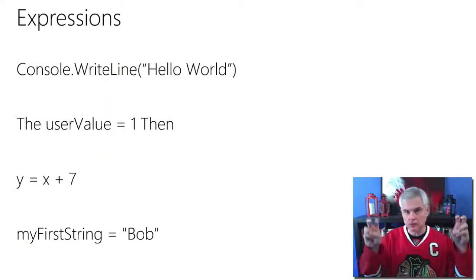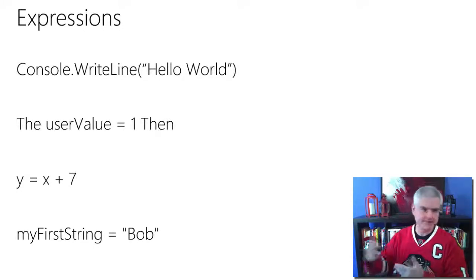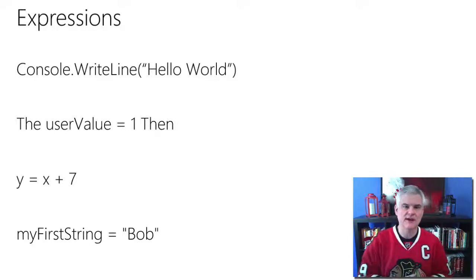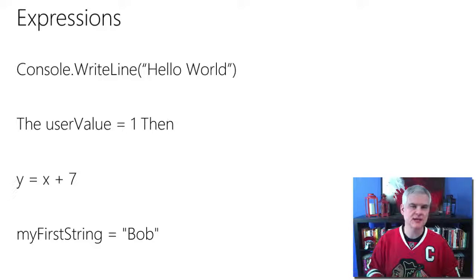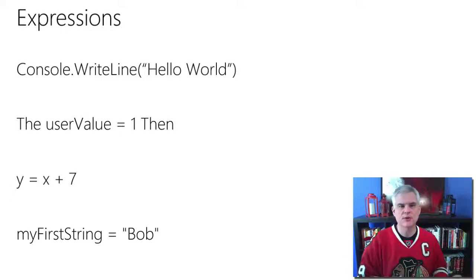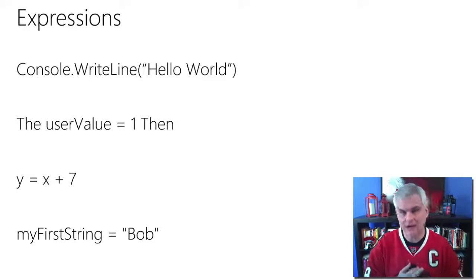Console.WriteLine("Hello World"). Another expression: If userValue = 1 Then, and then it goes on from there. y = x + 7. Or myFirstString = "Bob". So there are many others, but each of these expressions have two things in common. First of all, they consist of operators and operands.